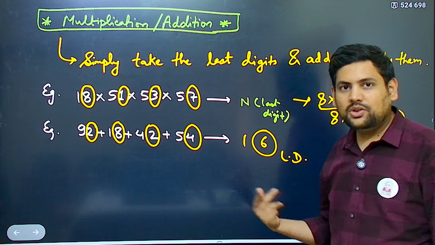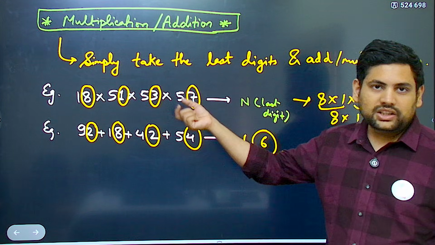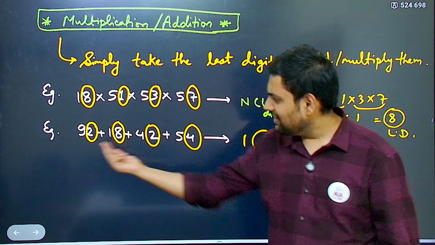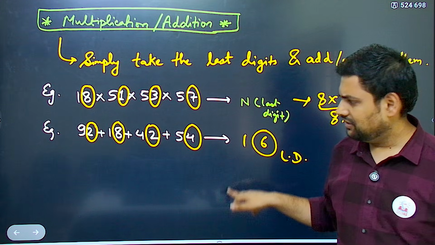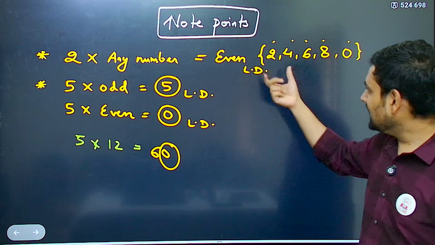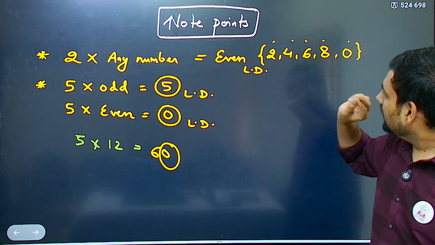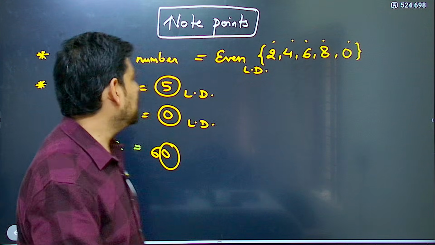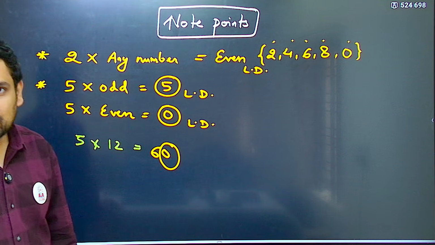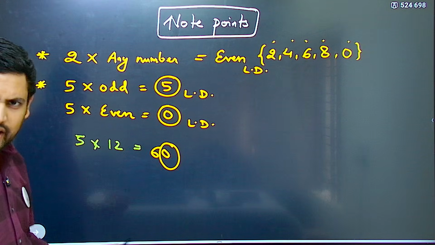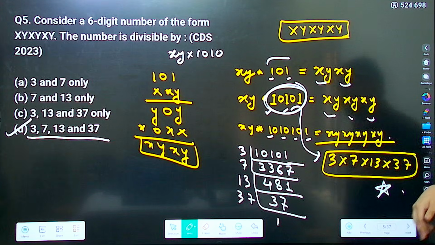Another thing was about multiplication and addition when you are talking about last digits. In multiplication, you take the last digits, multiply them, get the answer. In addition, again, last digits, take the sum, get the answer. Then some note points: 2 into any number is even, last digit always. It will be 2, 4, 6, 8. 0 is also possible. 0 is also an even number. Then 5 into odd is always 5 as last digit. 5 into even is always 0 as last digit. Correct? This you remember. Blank page means we get back to questions.